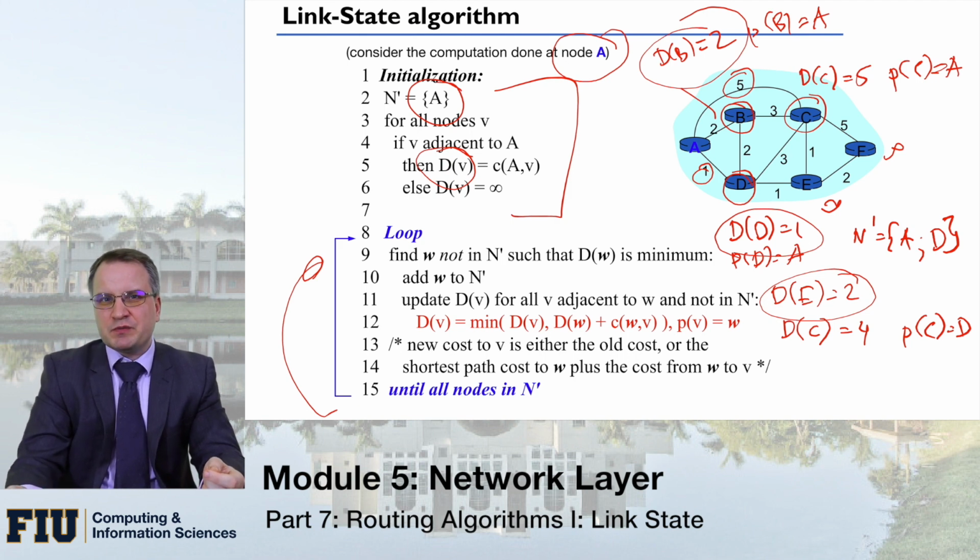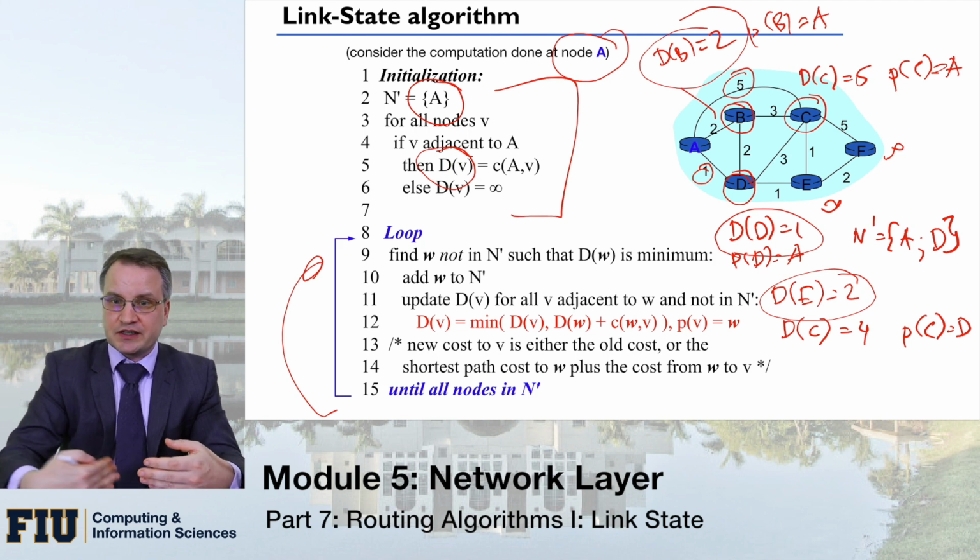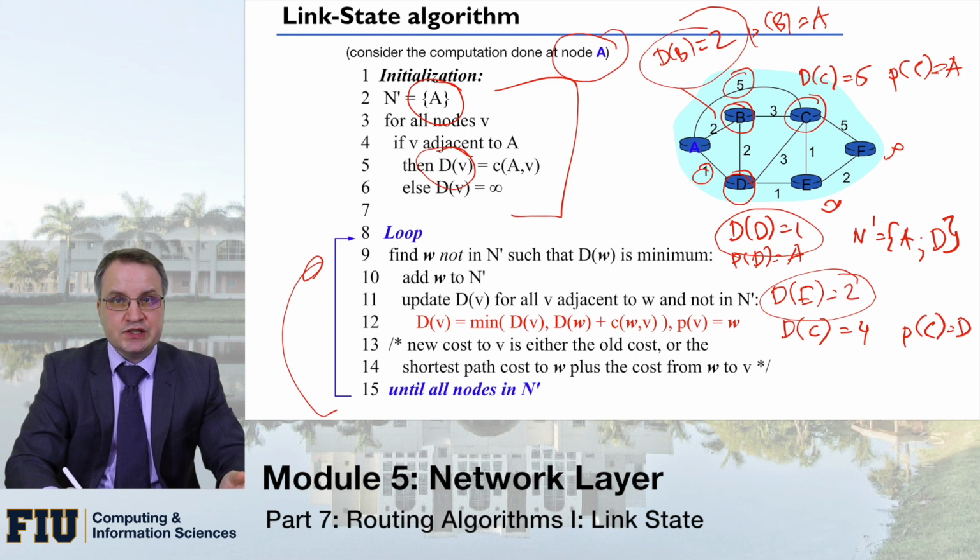From the protocol perspective, you always have some criteria to break the tie. For example, if I present any questions on the exam about that, then it will just be specified. So for example, if there's a tie, you pick the node with the smallest lexicographical order. So in this case, you pick node B. The only node that needs to be considered at this point of time is node C.